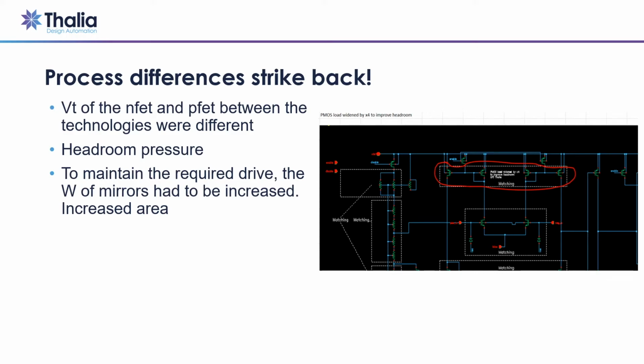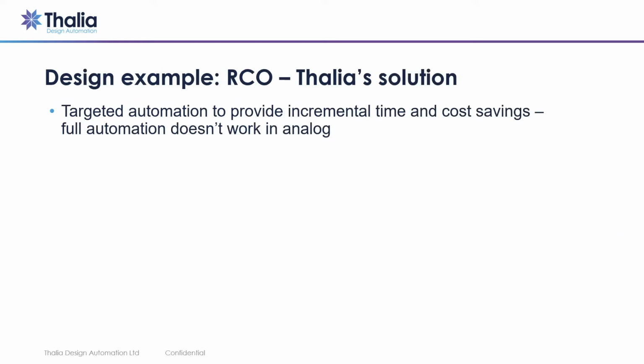Maintain the drive by increasing W and increase the area. That's the standard approach. The alternative is, since the technology offered flip-well devices, to use them and change the VSB to reduce the VT, which is the approach that we took, and leverage the back bias capability of 22SOI technology.